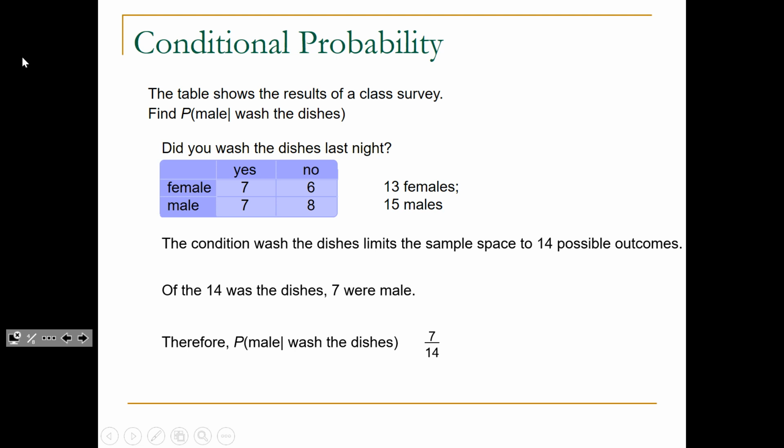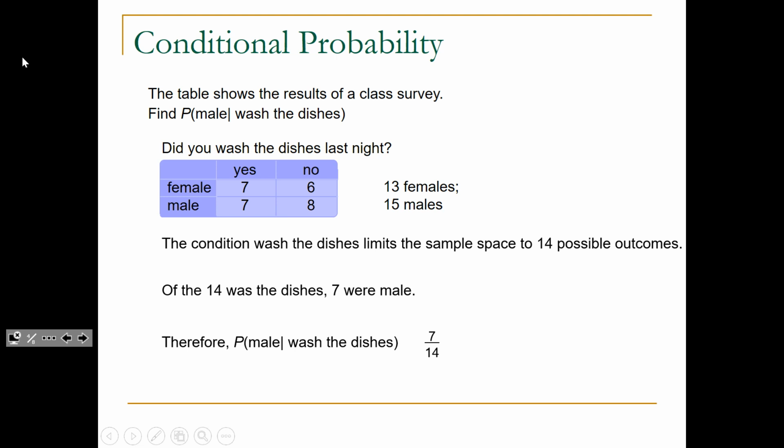Would it be out of 15? Wash dishes first. How many people said yes to washing dishes? 14. So it's out of 14. 7 of them were male. So that's why I said, make sure you really pay attention to the fact that you look at this part first. The second part determines the first part, okay?